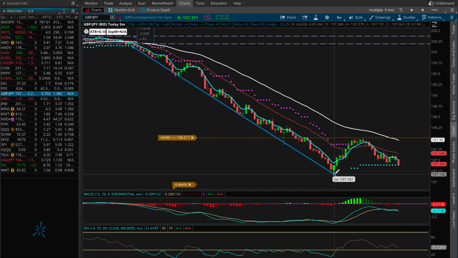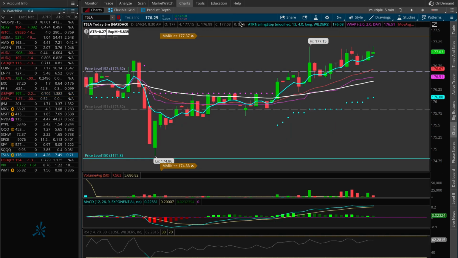I need to know which direction the stock is moving before I enter the trade, because I don't want to trade to the upside if it's going down, and I don't want to trade to the downside if it's going up. So you need to always be mindful of what your trend is as of now.